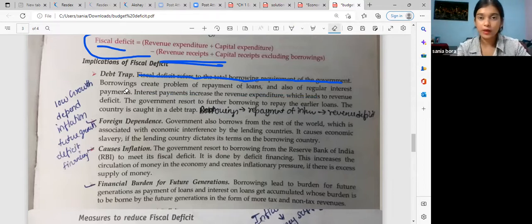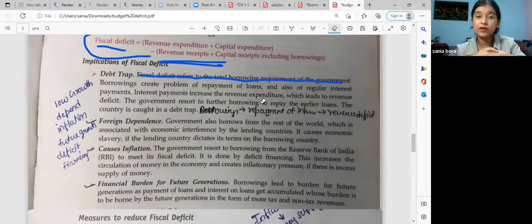Okay. So now again, how you will remember it? Debt trap. Whenever you are getting the term debt trap, you are going to study borrowing. Okay, I borrowed. That's why I'm in this problem, right? So borrowing creates problem of repayment of loans and also of regular interest payment. Regularly, you have to pay interest. And interest payment increases your expenditure. Of course, you have to pay interest, so your expenditure is increasing, which leads to revenue deficit. Because of that interest, your revenue deficit is occurring, right?